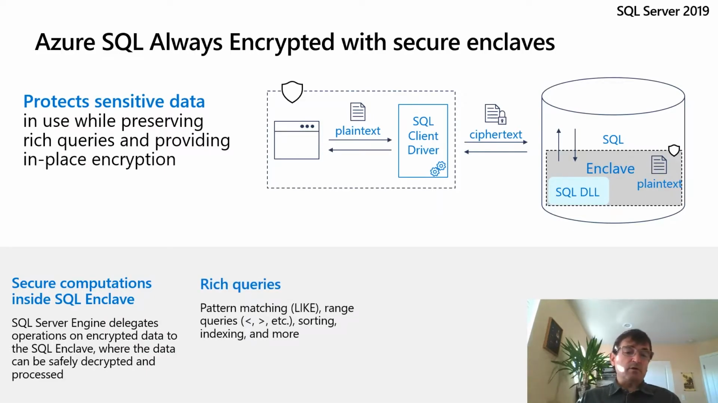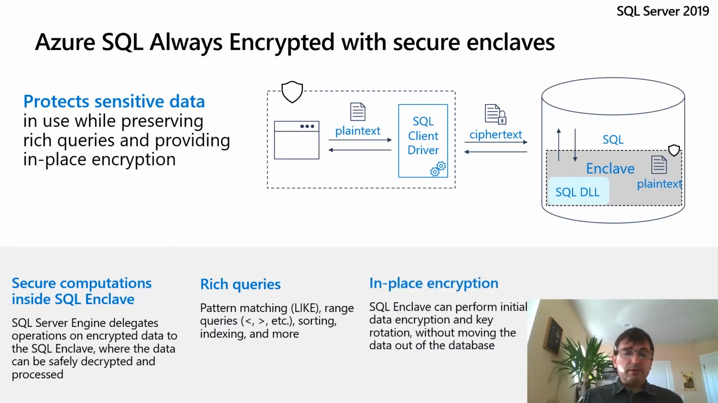So with this technology, we support pattern matching using the LIKE predicate, and range comparisons. We enable these operations on randomized encryption with indexing. Sorting, by the way, is not supported yet, but that's something that we are working on.